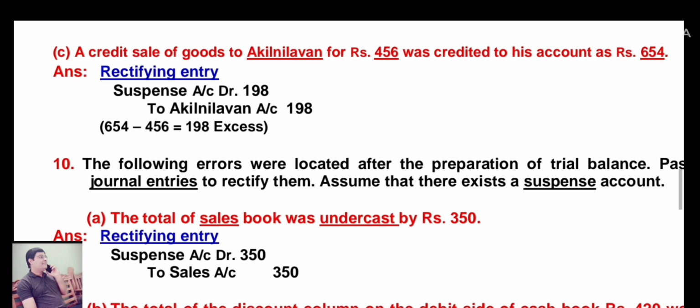So the answer is suspense account debit to Akil Nilvan account. Only the excess difference amount we have to write, rupees 198, 654 minus 456. Understand? So whenever excess amount or extra amount is given, you have to write the opposite entry.